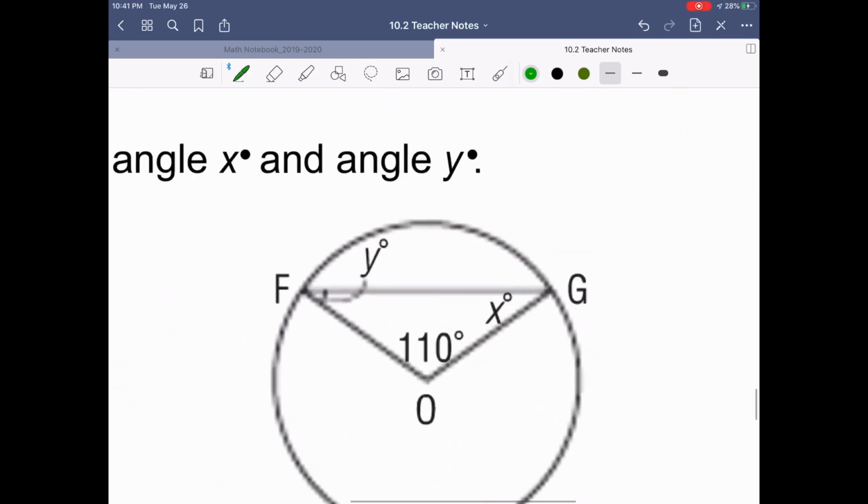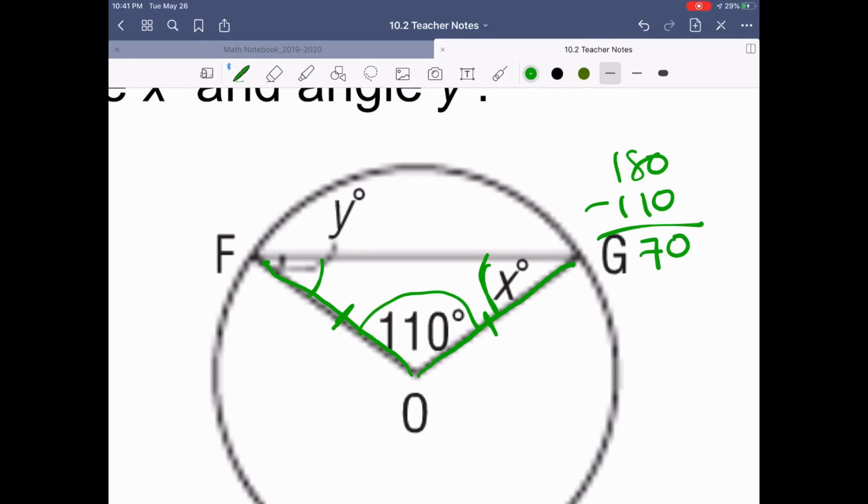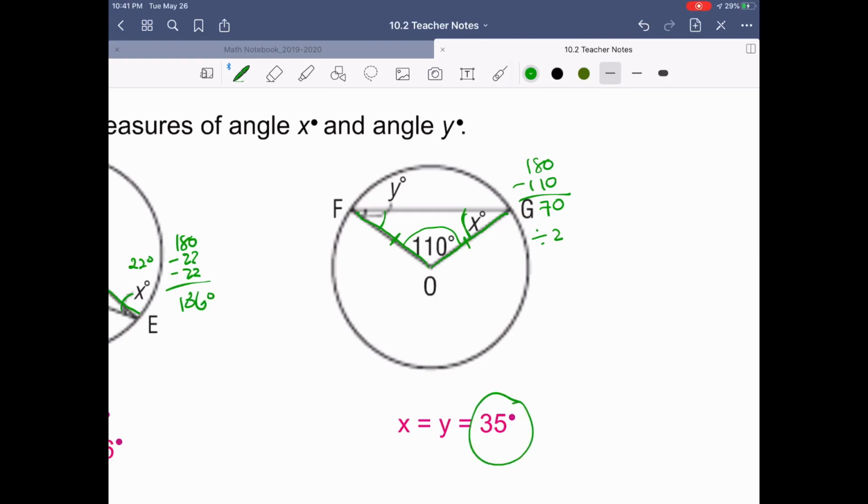Okay, and then for this one, again, we have an isosceles triangle. Okay, we have the central angle is 110, and X and Y have to be equal because it's isosceles. These are 2 radii. So you would do 180 minus 110, which should give you 70 degrees. And then you divide that by 2, which should get you that X and Y are both 35.